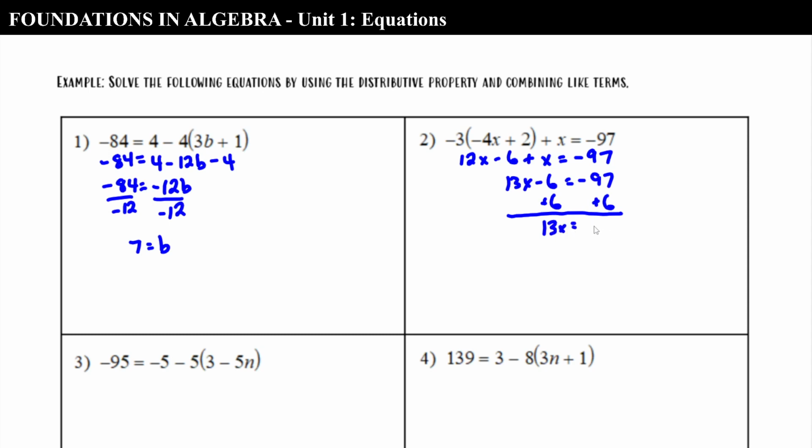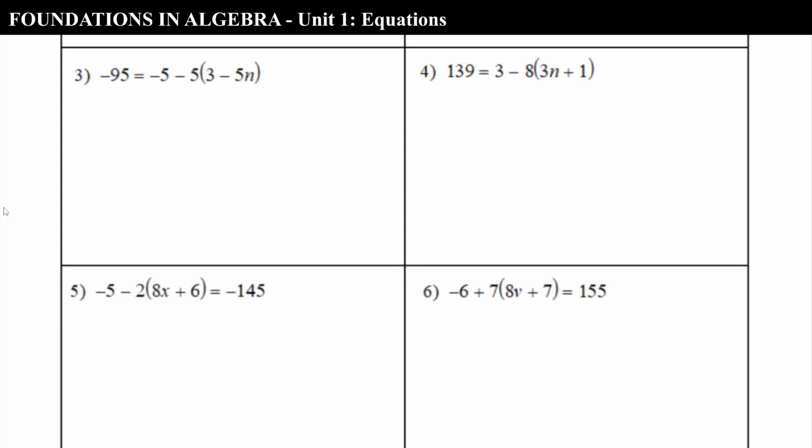Bring our 13x down. Negative 97 plus 6 is going to give us negative 91. And then we divide each side by 13. And so we have x equals negative 7. Again, calculator, not a bad thing to use in these pieces of math that have a little bit bigger numbers in them.